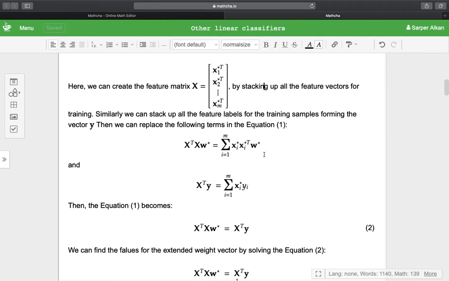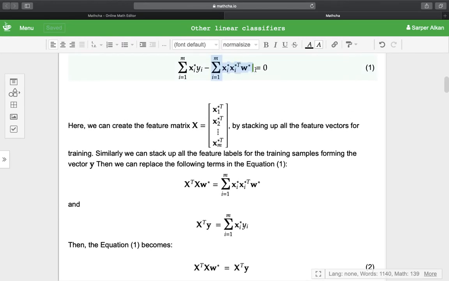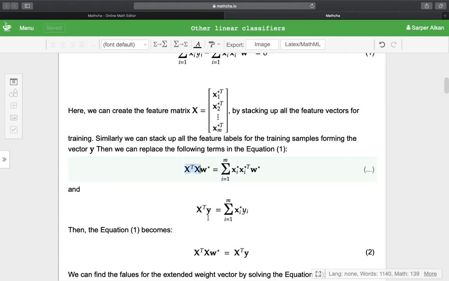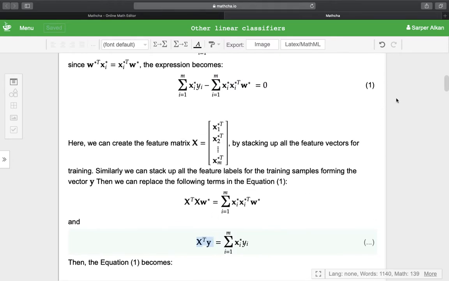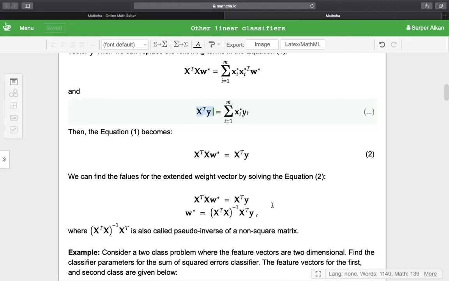So when we replace the second term here with X transpose X, because we have the summation here, and since we have defined X so that we can represent this summation by using this expression, and we can represent this summation by using this expression, equation 1 becomes X transpose X w star equals X transpose y, and we can find the values for the extended weight vector by solving this equation.